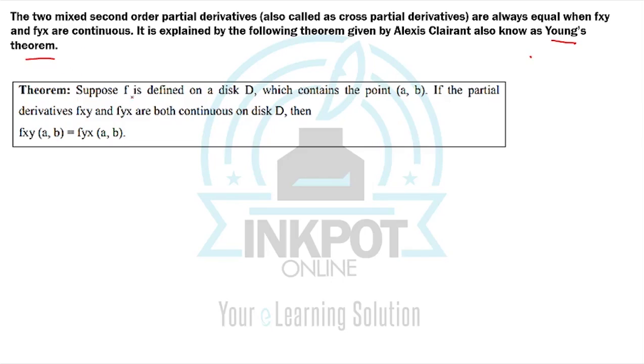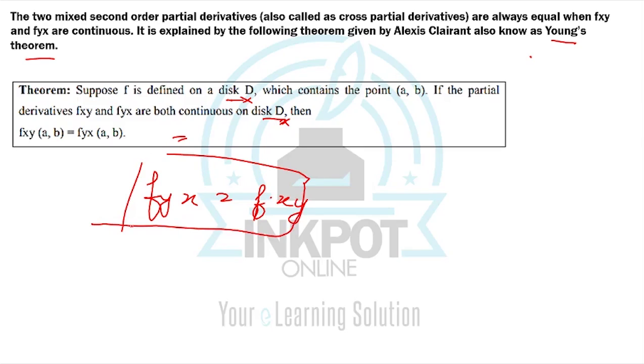So Young's theorem basically states that if fxy and fyx are continuous, then fxy is going to be equal to fyx at all points a, b. You don't have to worry about this disk business. This is nothing. Just remember Young's theorem as saying precisely the fact that your mixed partials are equal given continuity.